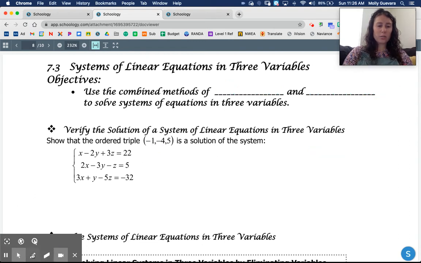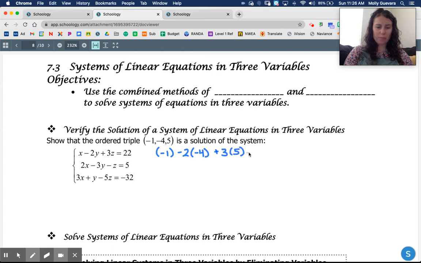So the first question here is wanting to know, is -1, -4, 5 a solution? Well, remember that something is only a solution if it works for all 3 equations. So I'm going to take all 3 of my equations, and I'm going to plug in my x value, which is -1, my y value, which is -4, and my z value, which is 5. And hopefully that equals 22, right? So if we look, I have -1 plus 8 plus 15, which does actually equal 22.